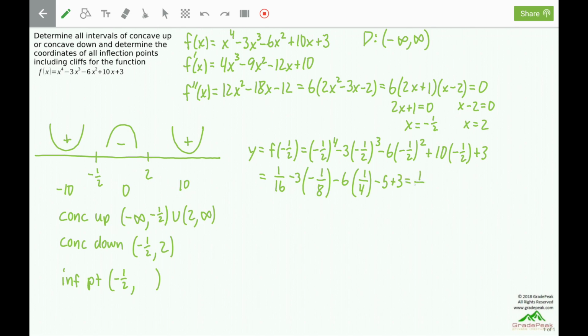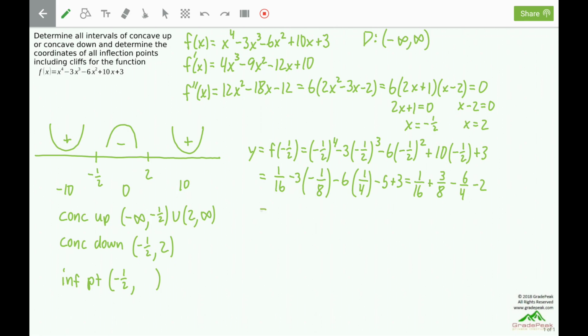So we have a 1 over 16. The negative 3 times the negative 1/8, we can multiply the numerators. Negative 3 times negative 1 is positive 3, so it'll be a positive 3 over 8. A negative 6 times 1/4, we can multiply the numerators. Negative 6 times 1 is a negative 6 over 4. And then a negative 5 plus 3 is a negative 2. We need to combine all of these together through addition and subtraction, so they will need a common denominator. Each of the denominators divides into 16, so 16 will be the common denominator.